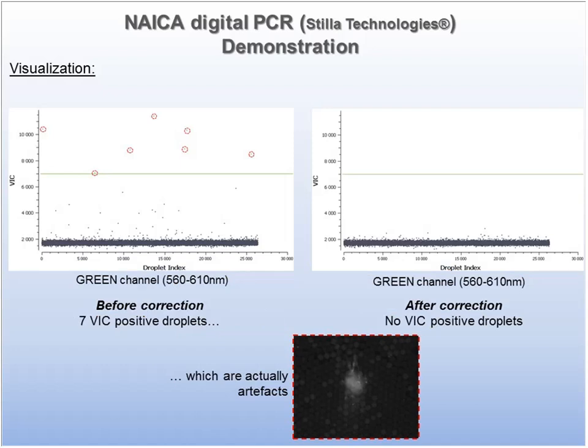So if we look at the one-dimensional chart, we observe for this example some positive droplets, which in fact correspond to this artifact. By excluding this area, thanks to the software, we no longer observe these false positive events. So in this way, it's a means to control the quality and to exclude potential false positive results.